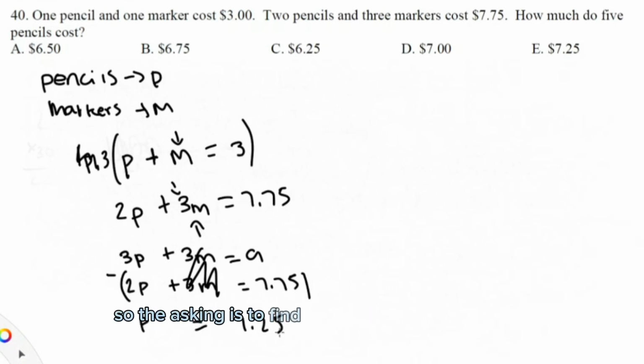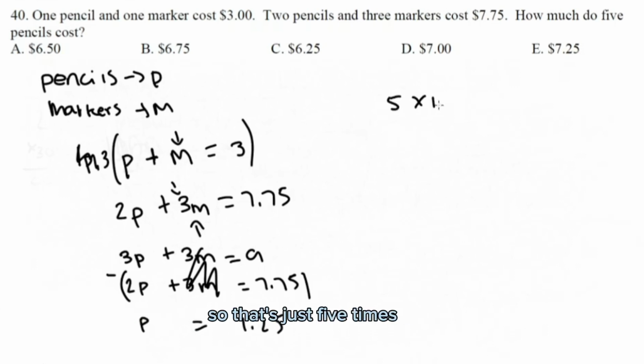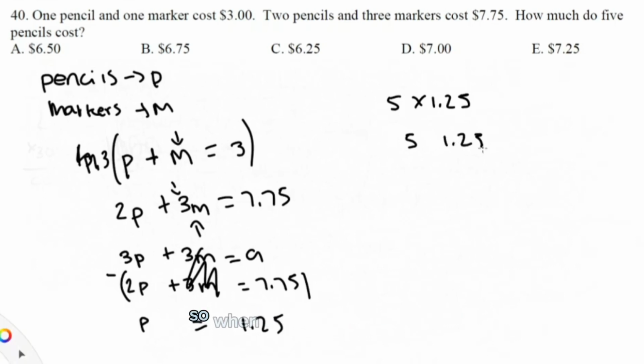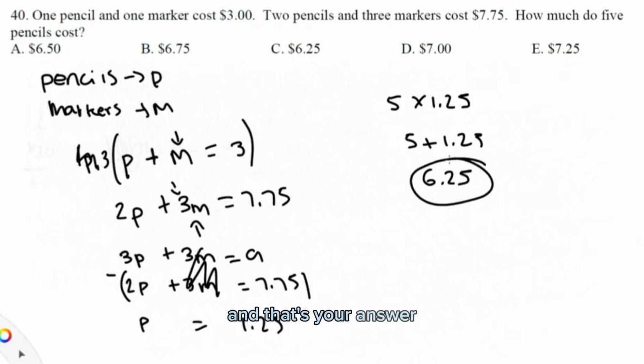So they're asking us to find how much 5 pencils cost. So that's just 5 times 1.25. Okay, so 5 times 1, that's just 5. And 5 times 0.25, that's just 1.25. So when you add them together, that's 6.25, and that's your answer.